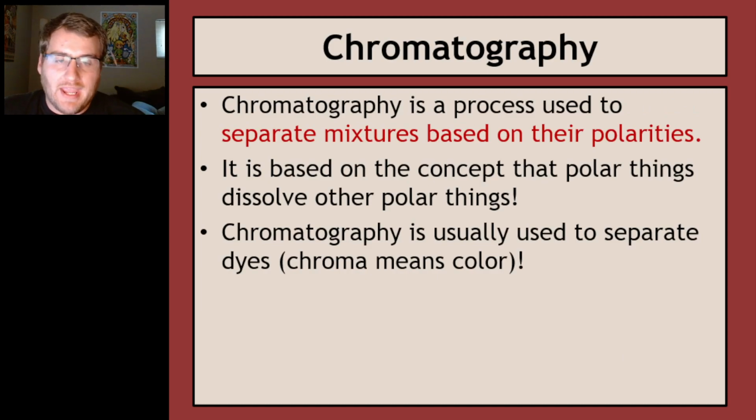All right, and last today we have chromatography, which we'll do a lab on in class. Chromatography is the process used to separate mixtures based on their polarity. And it uses the same idea of polar things dissolving other polar things, and polar things not being as good at dissolving nonpolar things, to separate stuff by their polarities. And we'll talk about how we do that. Chromatography's main purpose is to separate dyes and pigments, because chroma means color. So you're usually separating things into all their different colors.